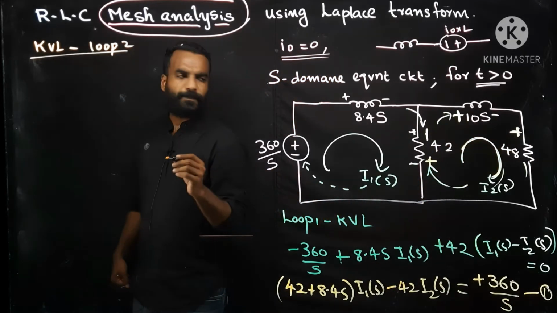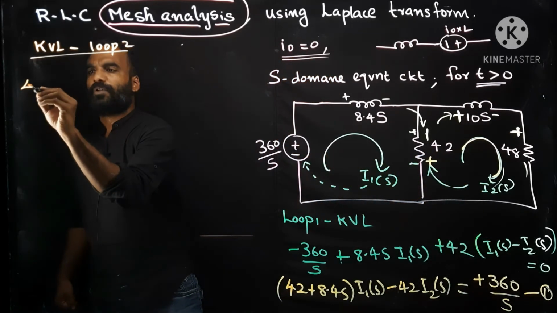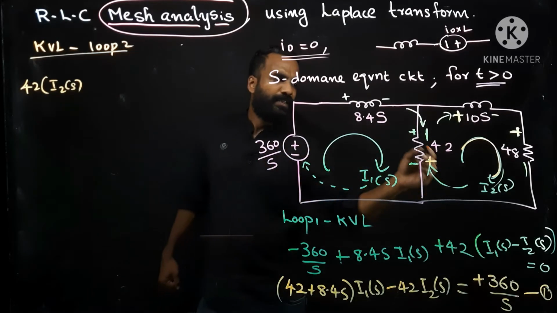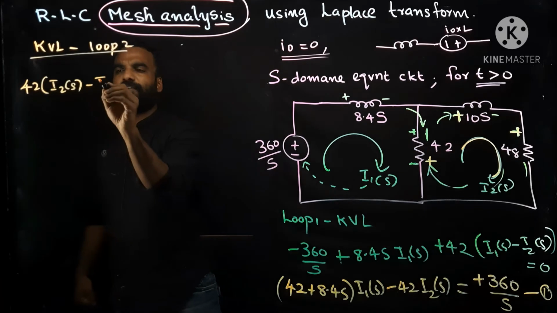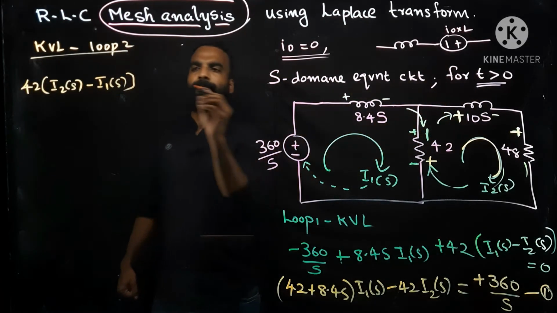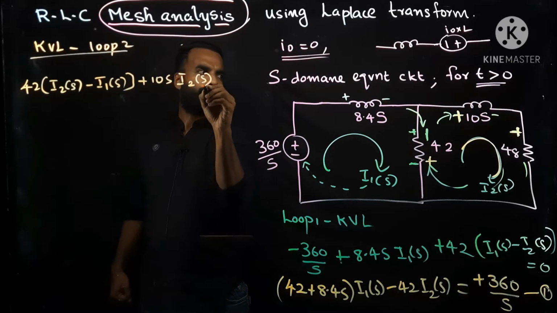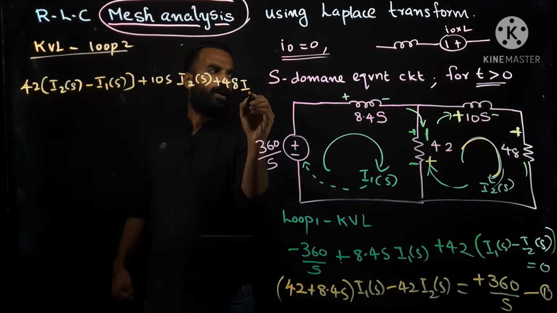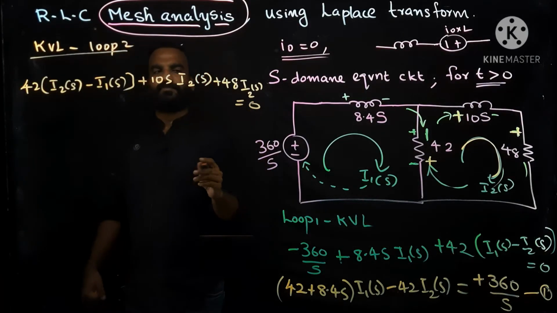What will be the equation? I2 of s into 42, 42 into I2 of s, but this branch is common for these two loops. So we have to take I2 of s minus I1 of s, plus 10s into I2 of s, plus 48 into I2 of s, is equal to 0.